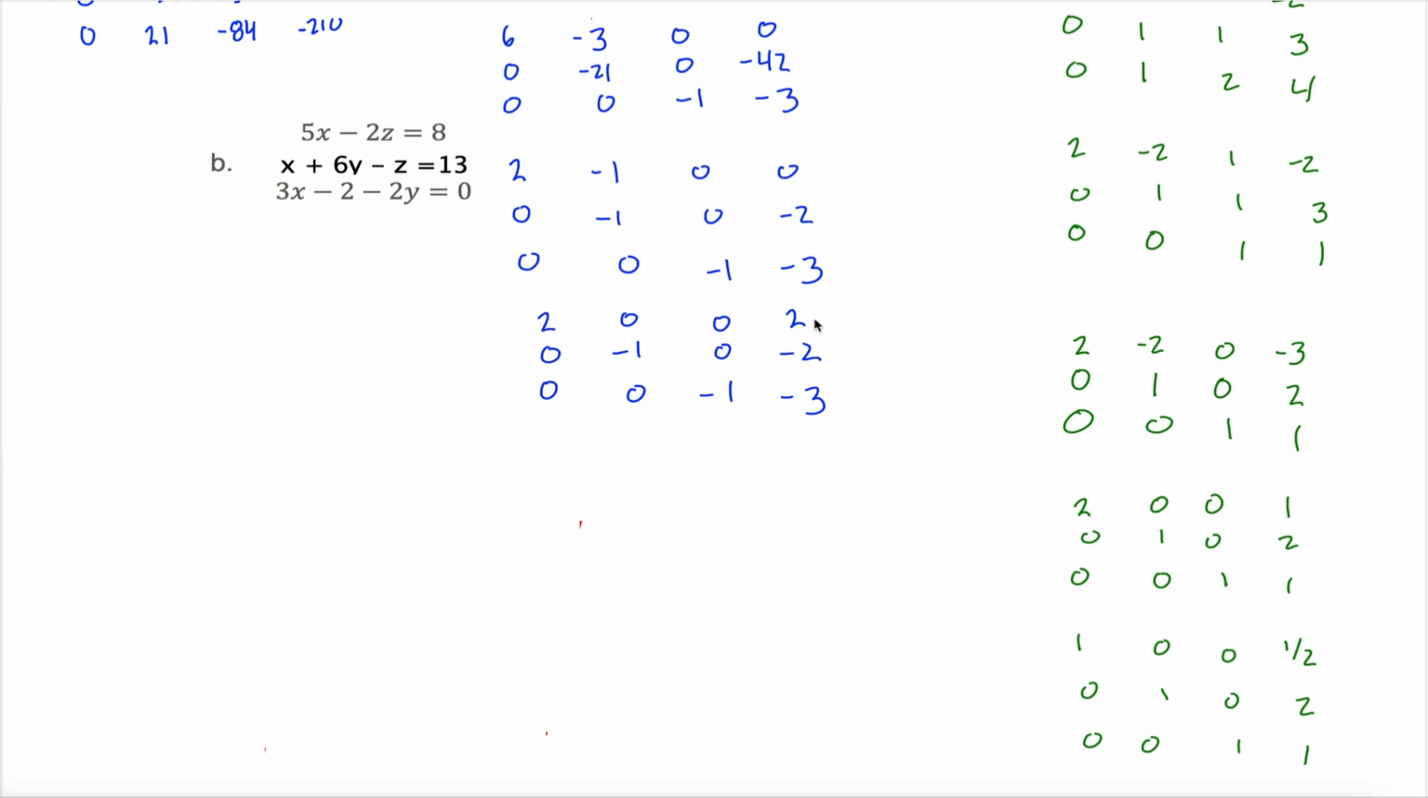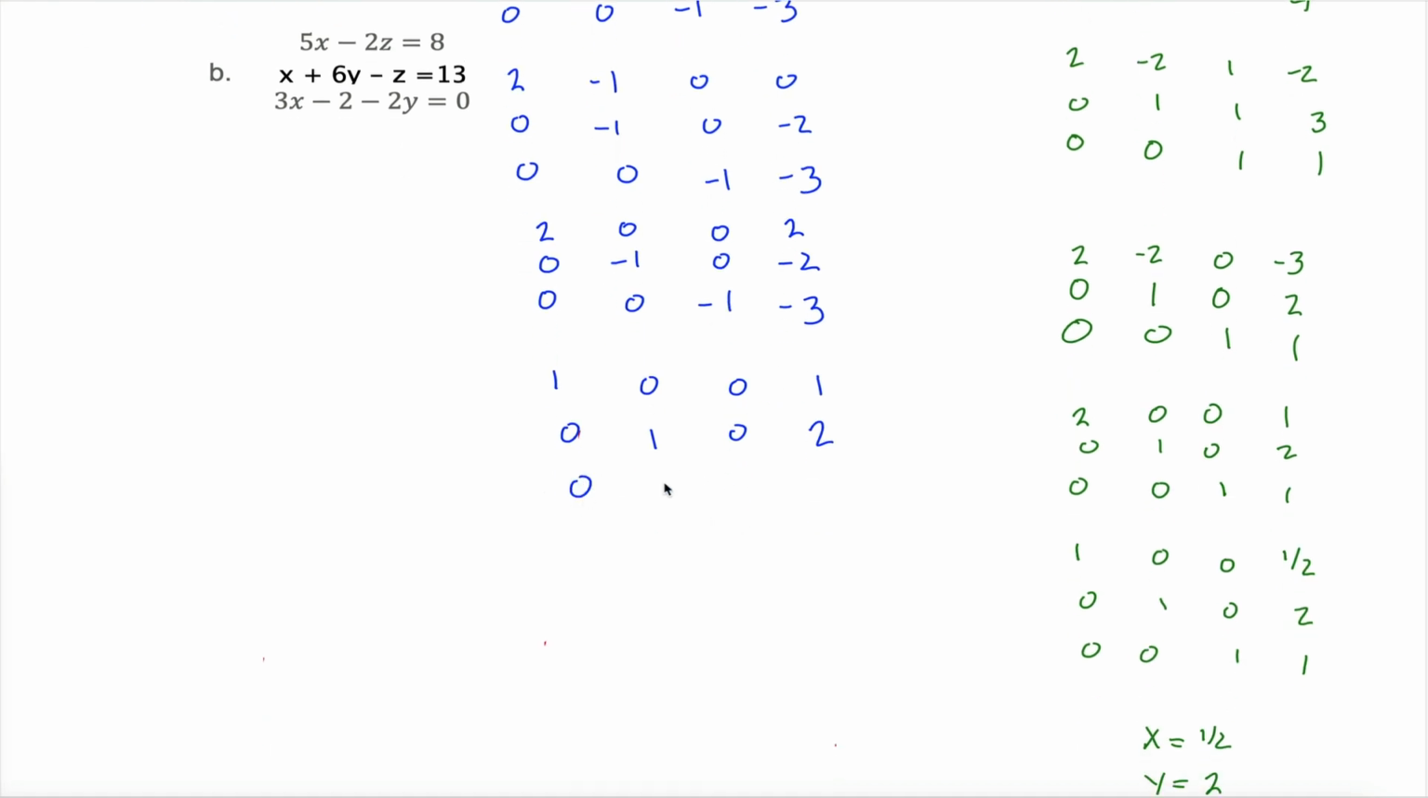To make this a 1, I'll divide everything in this row by 2. So I get 1, 0, 0, 1. To make this a 1, I'll multiply everything on this row by negative 1. So I'll get 0, 1, 0, 2. And to make this a 1, I'll multiply everything on this row by negative 1. So I get 0, 0, 1, 3. I've got my matrix in the desired form. Looks like x equals 1, y equals 2, and z equals 3.